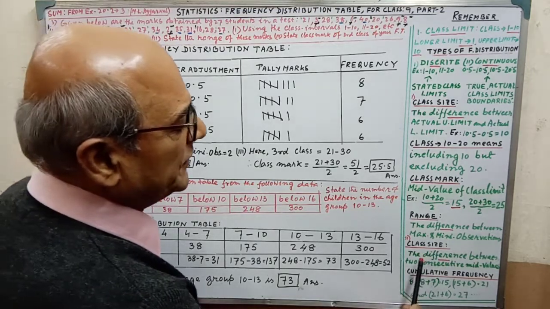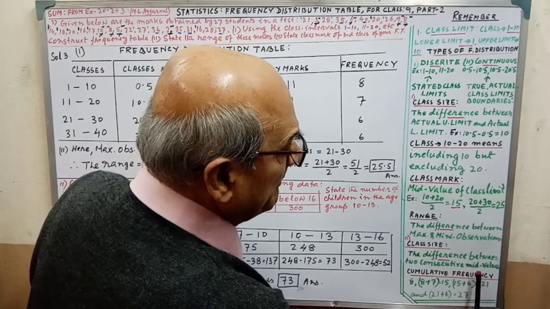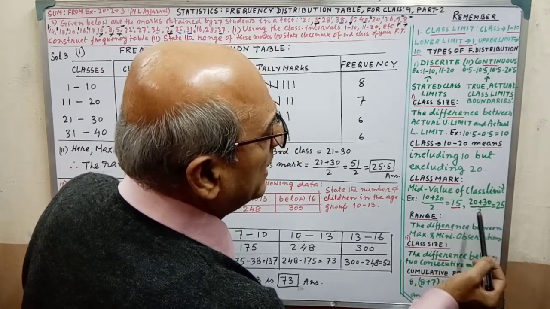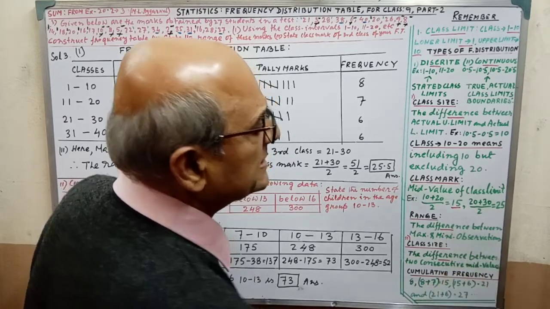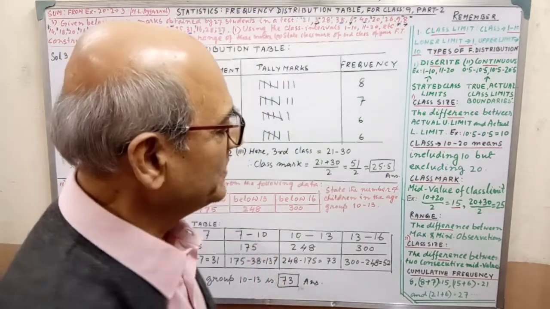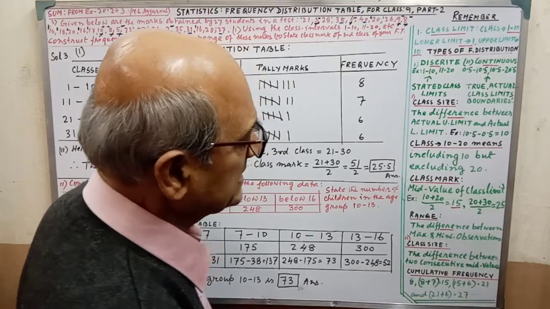Class size in a different way: the difference between two consecutive mid values. These are the mid values, 15 and 25. The difference, 25 minus 15, is 10. 10 will be the class size. I think class size in two ways is clear.